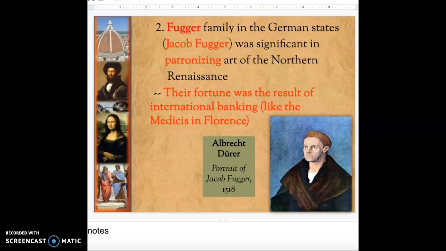We know that the Fuggers are similar to the Medicis in Florence in that their fortune was the result of international banking. Just like we talked about, the Medicis received some of their fortune from banking in Florence. So there's a good little comparison between the Fugger family in the German states and the Medicis in Florence.